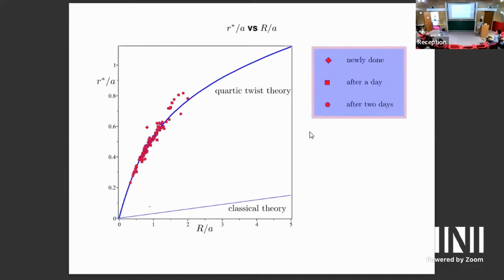And I collect in this slide all the results, and it seems that the quadratic theory captures the non-linear dependence of R star as a function of R. And in particular, it seems to suggest that the classical theory does not characterize the defect core that chromonic liquid crystals generate when they are confined in spherical cavities.